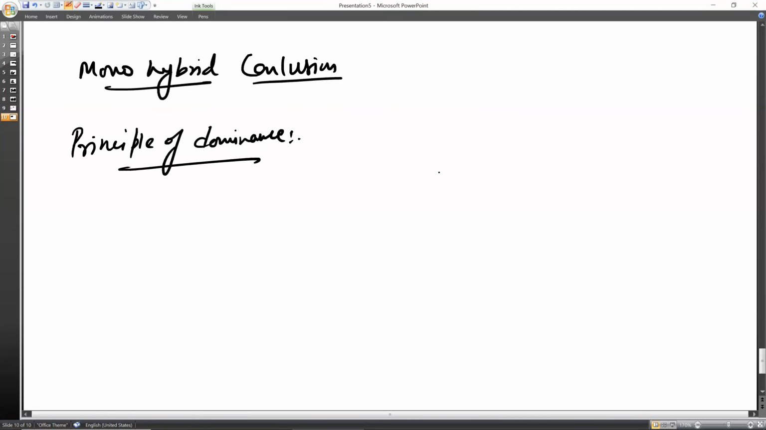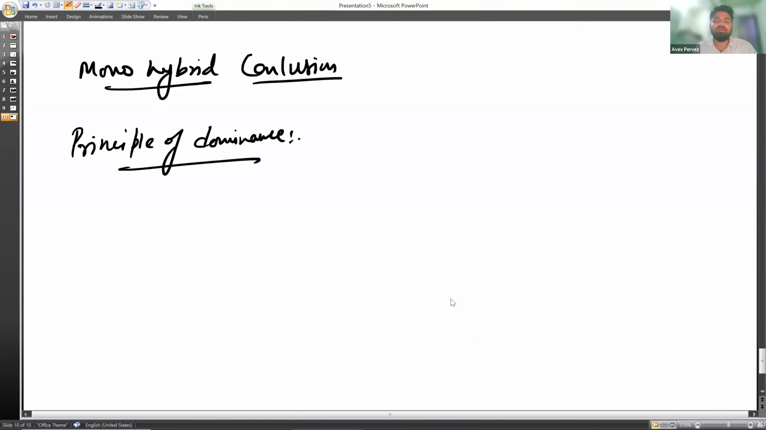That in a heterozygous condition, the two different traits remain together in an individual and they are not mixed up. There is no average plant, so they are not mixed up. And the trait which is able to express itself is called the dominant trait, and the trait which is not able to express itself is called recessive. Got it?